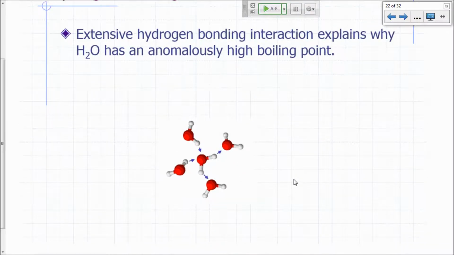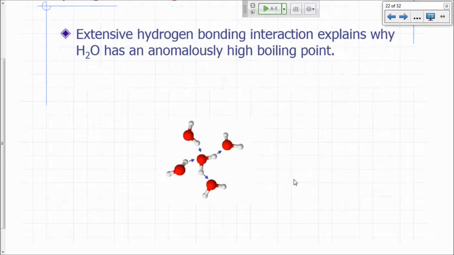In fact, in the case of water, you have this extensive hydrogen bonding interaction. Let's look at this water molecule right here. Here's oxygen, there's hydrogen, and hydrogen. This hydrogen can interact with that oxygen. This oxygen can interact with that hydrogen of the neighboring water molecule. And this hydrogen can interact with the oxygen of a neighboring molecule. So you have a very extensive network of hydrogen bonding interactions within a sample of water. That's why water has an unusually high boiling point.